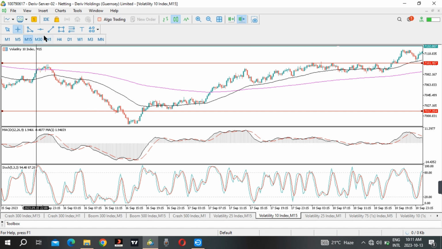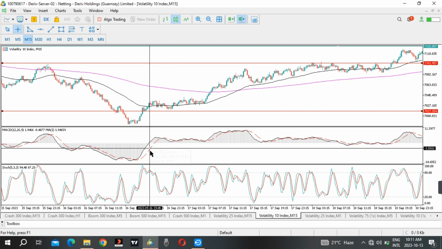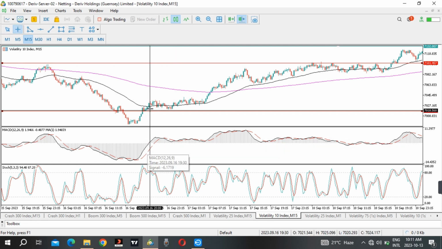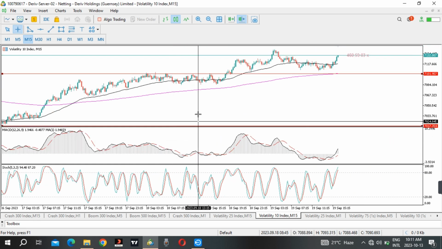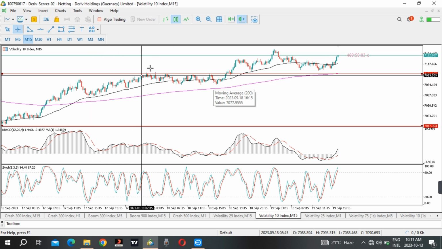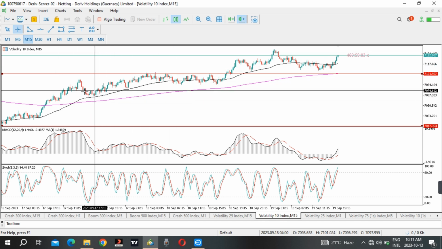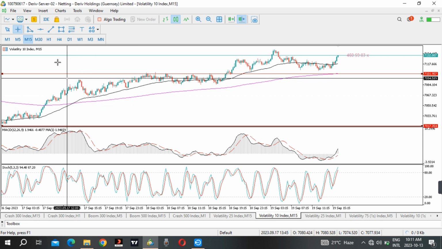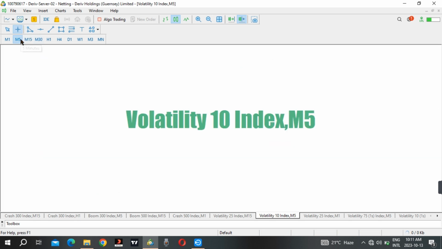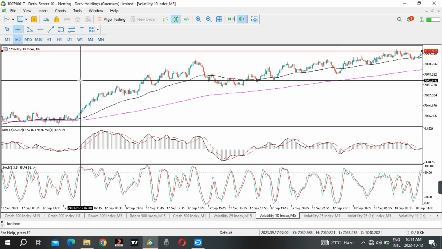Starting from this point over here, we're already in an uptrend according to the MACD. So when all these align with each other, we know that we are in an uptrend starting from this point. So we drop down to a 5-minute time frame. We are going to be taking our entries on the 5-minute time frame.